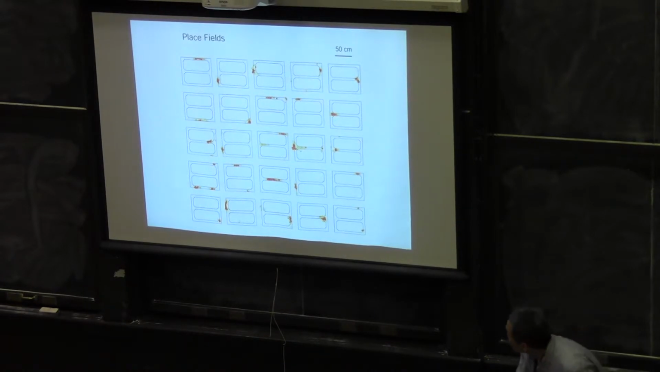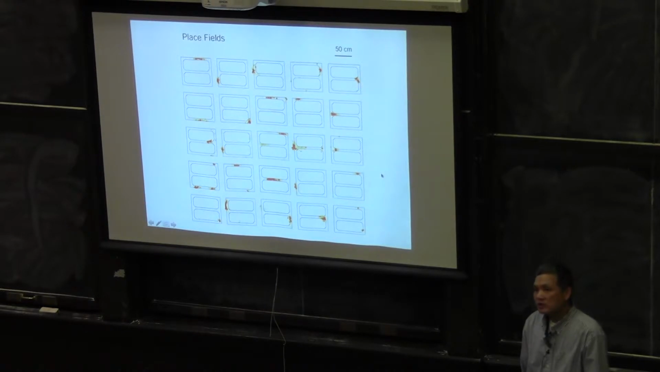These are about 25 cells recorded simultaneously in this particular animal. We saw the first cell is this one. This one likes this location. Some cells may like this location. Other cells may like the middle part, some may like this part, and so on. Some cells may like more than one location.